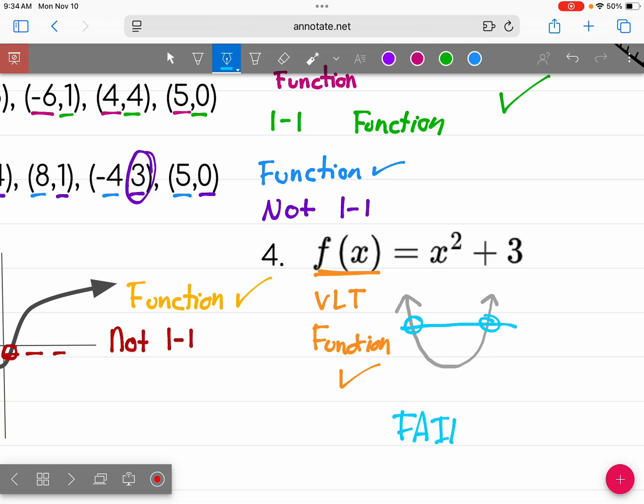This fails our horizontal line test. So odd degreed functions can sometimes be one-to-one functions. Even degreed functions can, as a whole, not be one-to-one. So when it comes time for us to be using our one-to-one functions to make inverses, we're going to have to do a little domain restriction to make it have a function as an inverse.